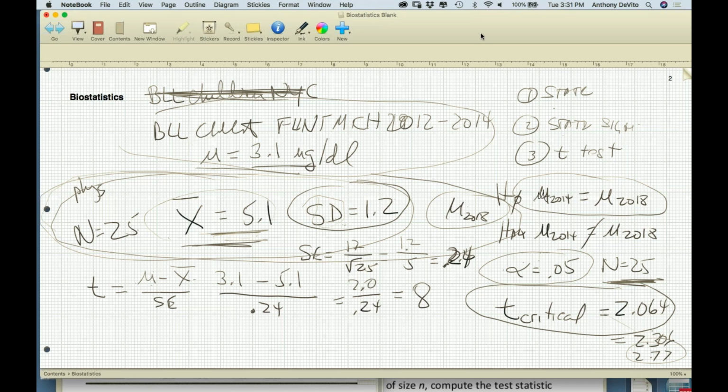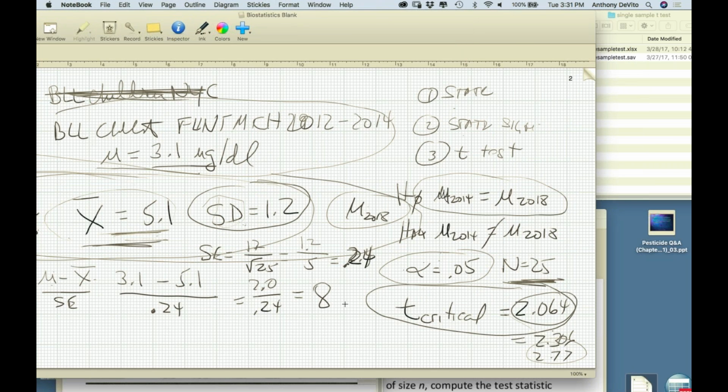Okay, what was T critical? 2.064. Have I exceeded T critical? I have. These are 8 standard errors apart. That's an enormous amount given the variability, right? So I go back to my null hypothesis after I've run my t-test. Since I've exceeded T critical, these are far enough apart for me to say they're different with less than 5% chance of being wrong.